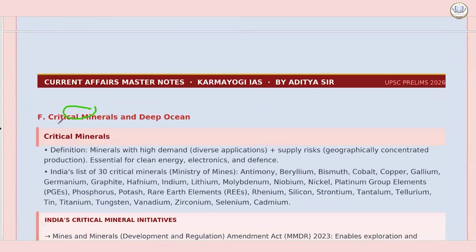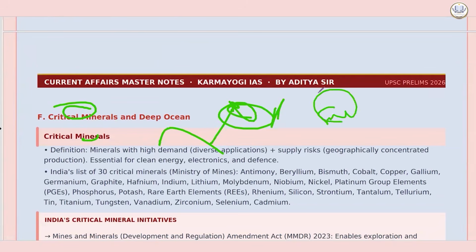Now we have critical minerals. So what is the definition? Minerals with high demand, which have diverse applications, will have higher demand. Plus they have supply risk. So they are geographically concentrated in some areas and essential for clean energy or sustainable solutions, electronics and defense.